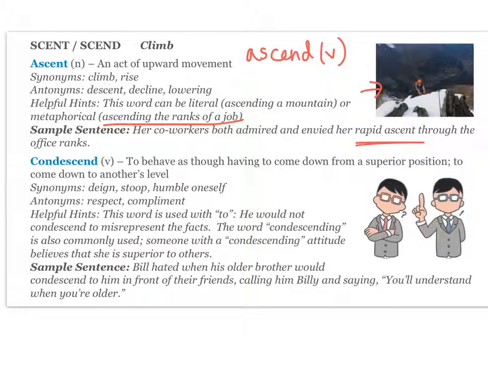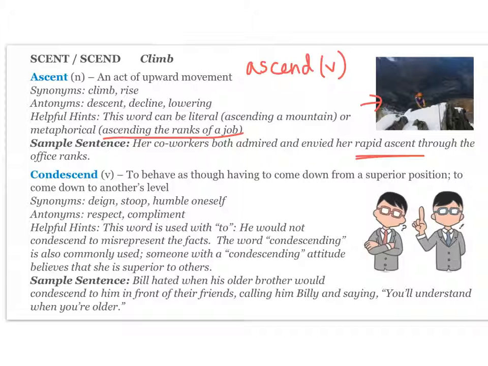Your next word is condescend, which essentially means to talk down to someone. So I'm just going to add that there for you. So this person over here looks like they are perhaps thinking that they are very right and that the other person doesn't know what they're talking about. So if someone is trying to explain something to you and they kind of sound like a know-it-all, you might say that they have a condescending attitude or that they are condescending to you.